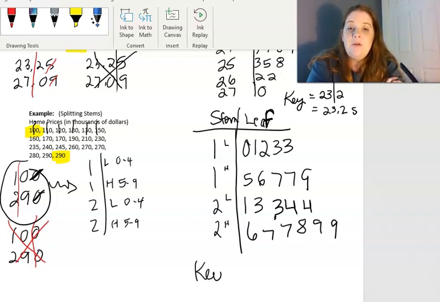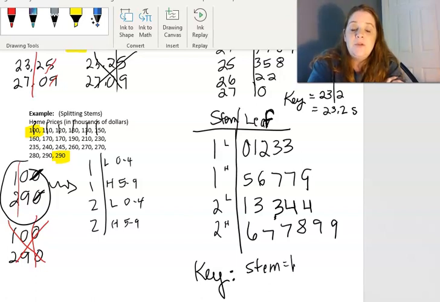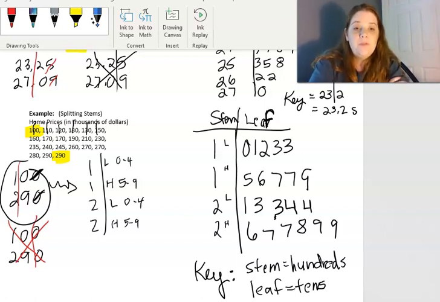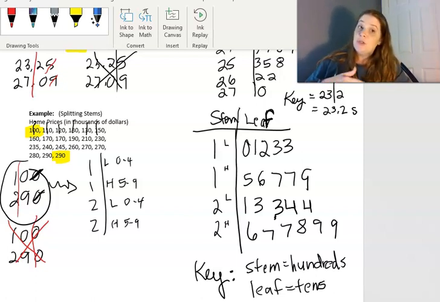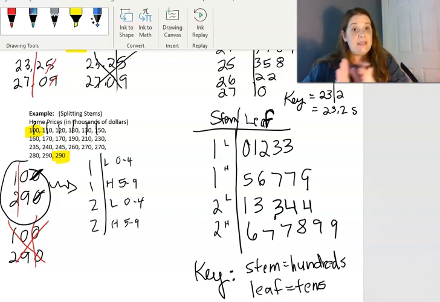Here's another way that you can make the key. Instead of using the 1/what and giving an example of the number, you can say that the stem is equal to the hundreds spot, and the leaf is the tens spot of the number. So the key, the stem is the hundreds, the leaf is the 10 spot. So just like you're in grade school and you're identifying the place values of the number, you can make your key to look like that.